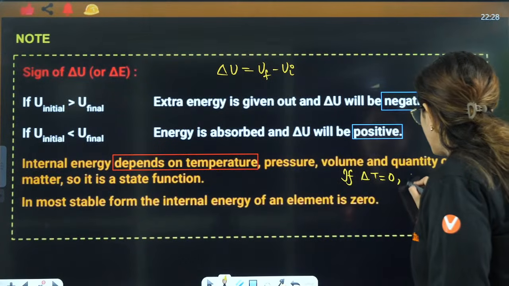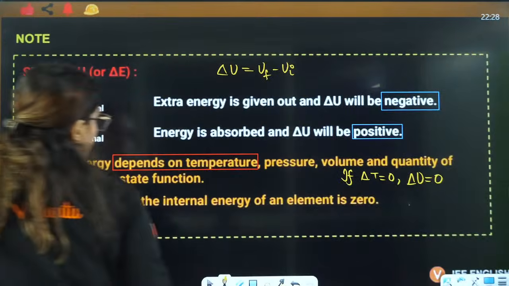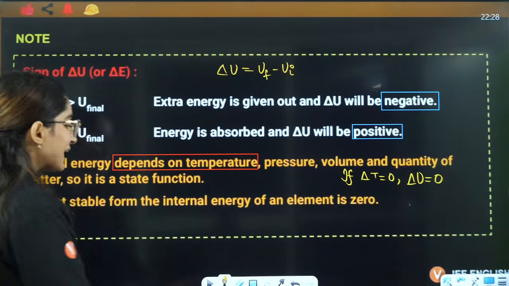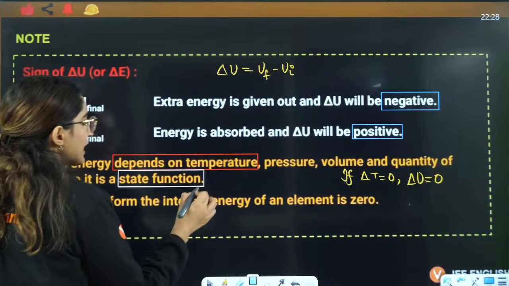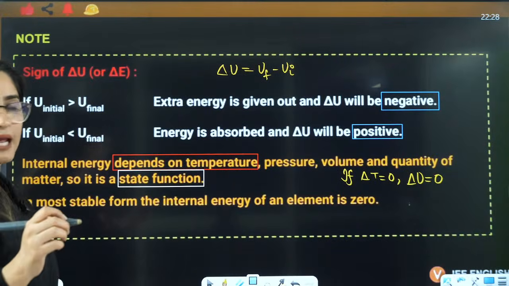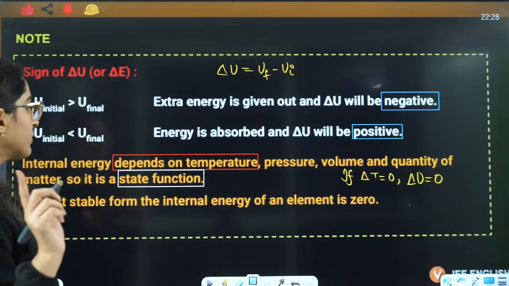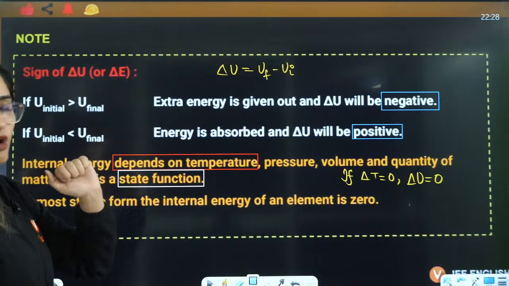Internal energy depends upon the temperature, pressure, volume and quantity of matter, so it is a state function. It's not a path function. It is independent of the path, because all these things that it is dependent upon are independent of the path.